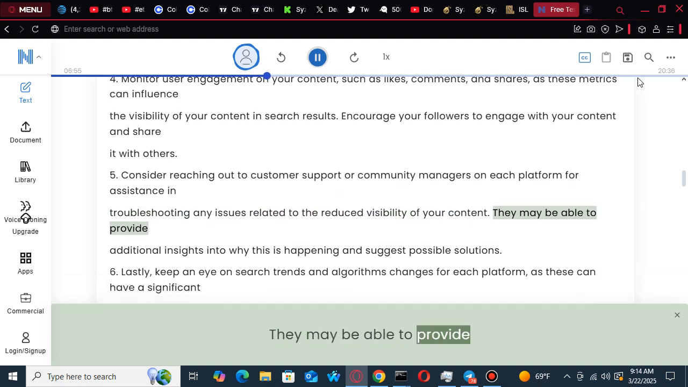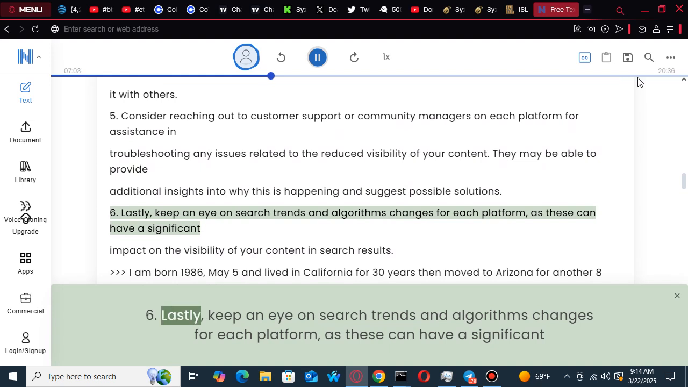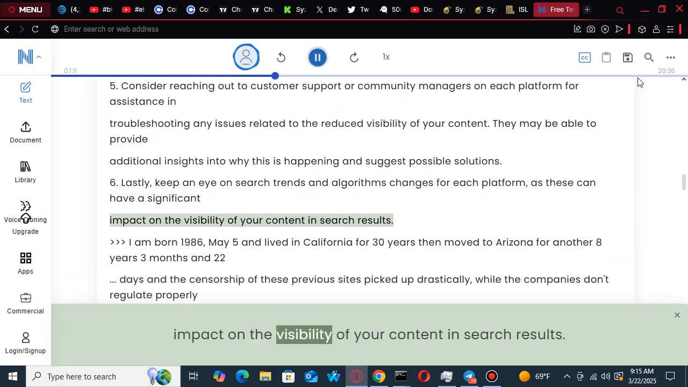They may be able to provide additional insights into why this is happening and suggest possible solutions. 6. Lastly, keep an eye on search trends and algorithm changes for each platform, as these can have a significant impact on the visibility of your content in search results.